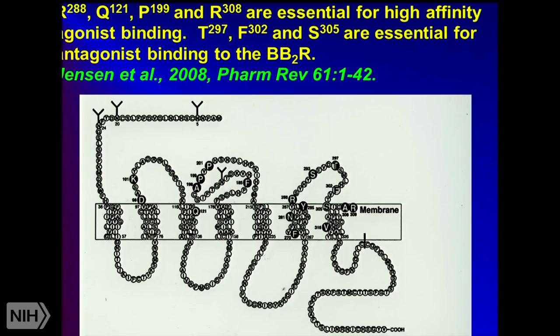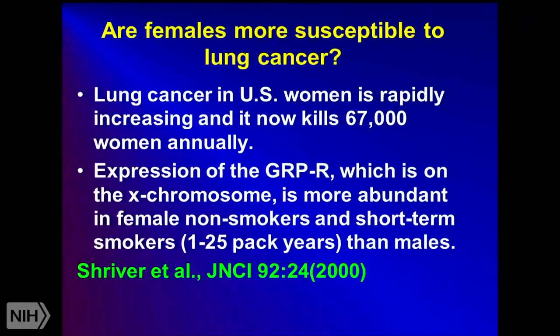But then the field sort of switched, and antagonists were developed against the GRP receptor. And so you see the GRP receptor, it's got 384 amino acid residues, crosses the plasma membrane 7 times, and the GRP binds on the extracellular side. And what happens is this third cytosolic loop will then cause phosphatidylinositol turnover. So when GRP binds to the receptor, phosphatidylinositol gets metabolized.